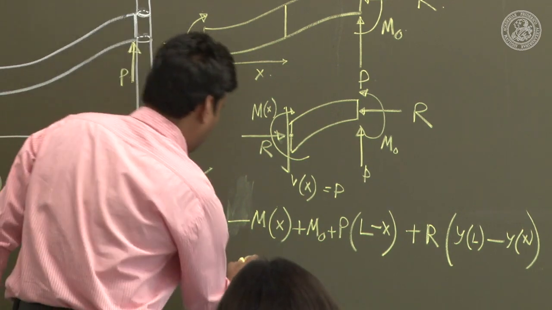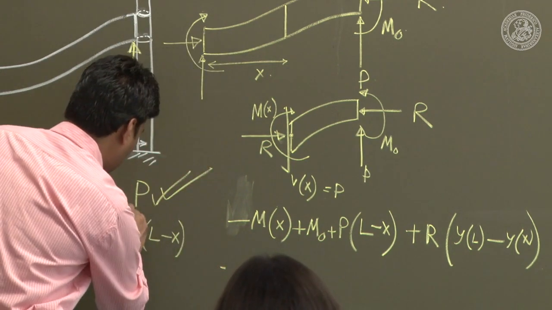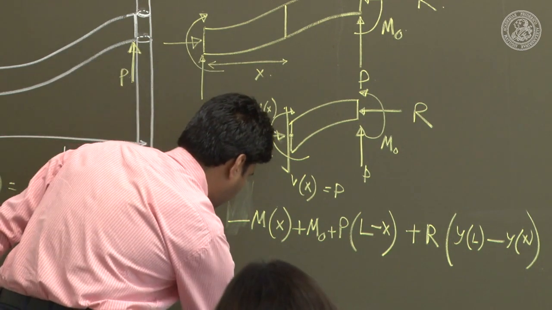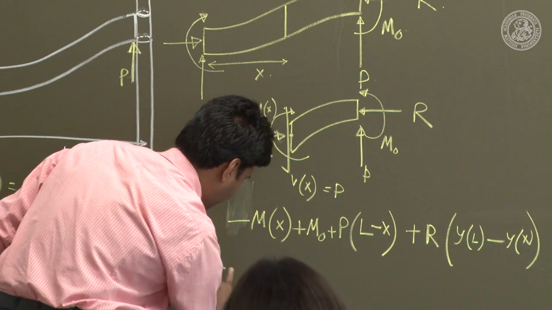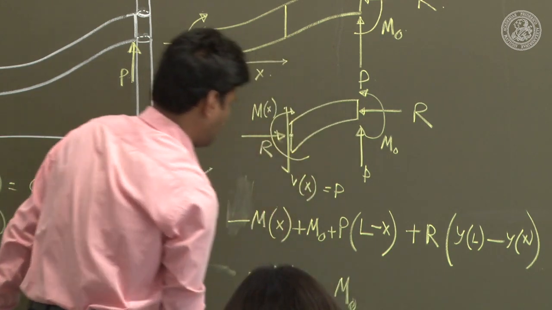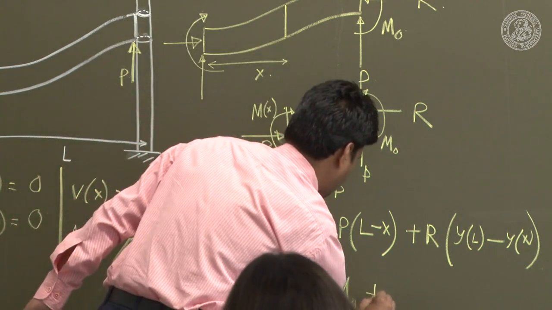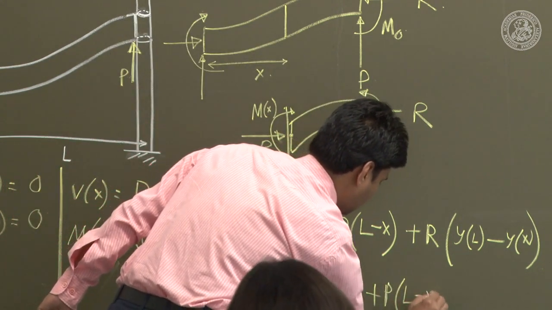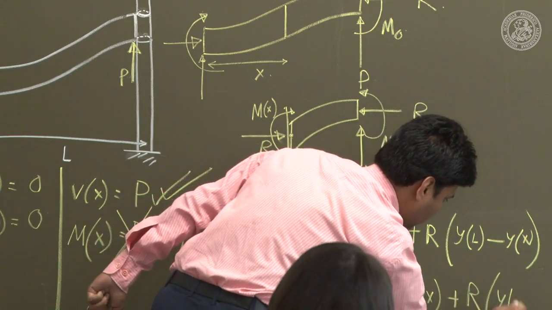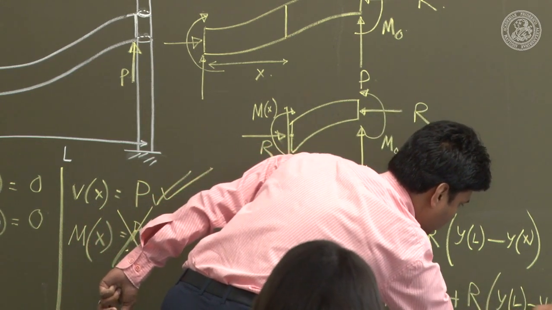Okay, so what is then M of x? So this is definitely not correct. And M of x is equal to M naught plus P times L minus x plus R times y of L minus y of x.